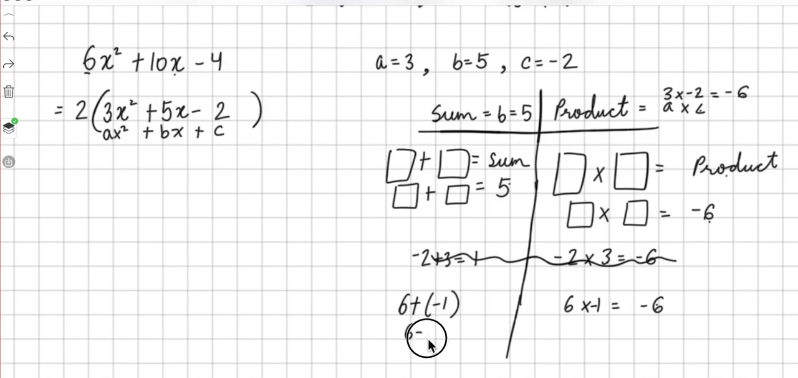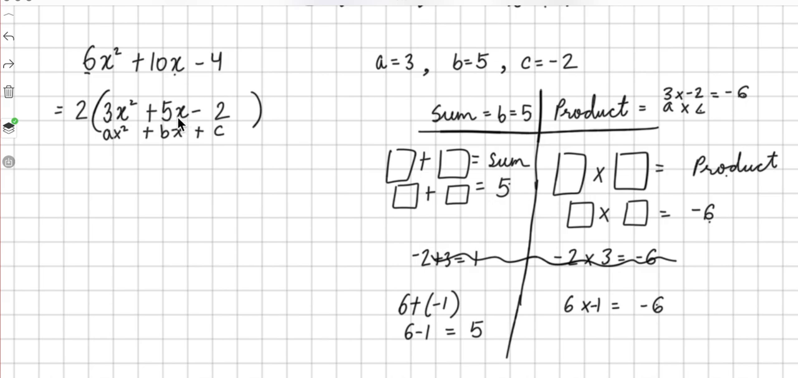So 6 minus 1 is actually 5 here. So we know how we can make the 5. There was a procedure here. We don't just randomly assume that 6 minus 1 will be the 5 here, because 6 times negative 1 gives us the product negative 6, and 6 plus negative 1 gives us positive 5.